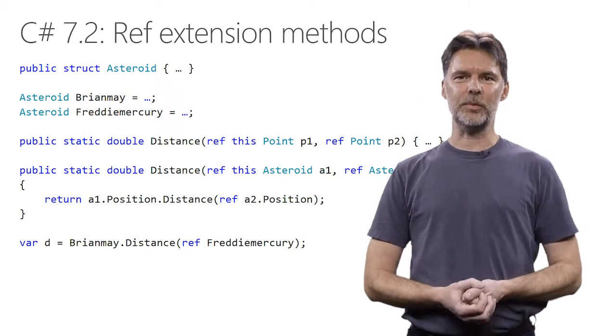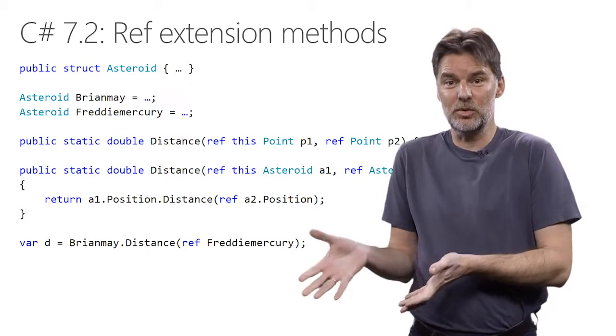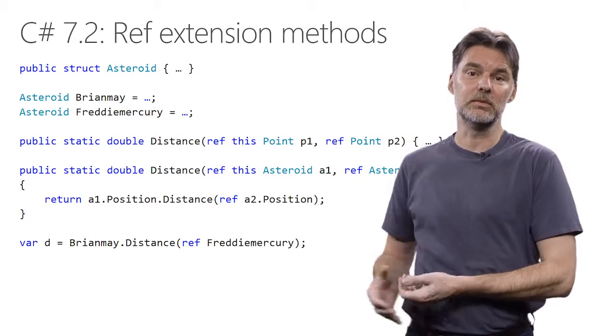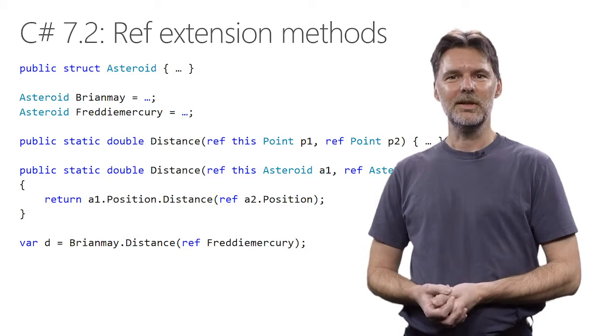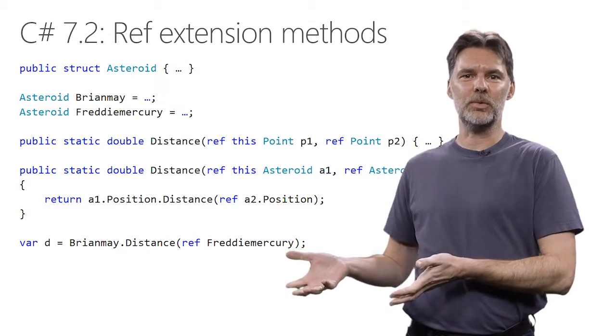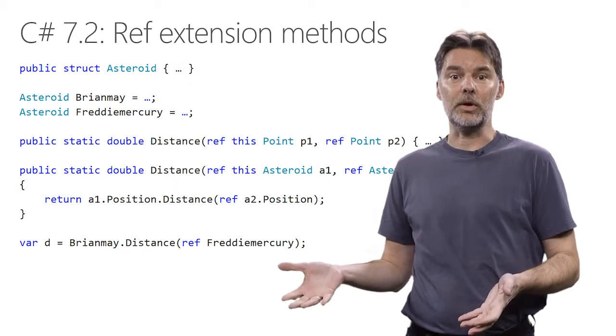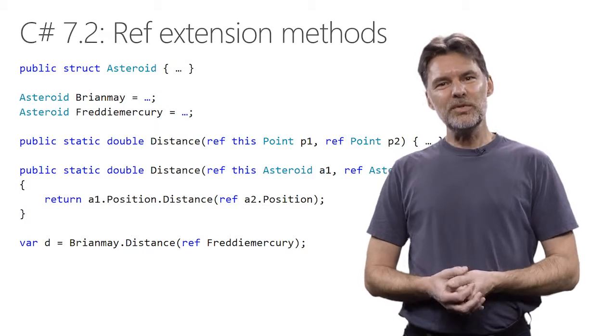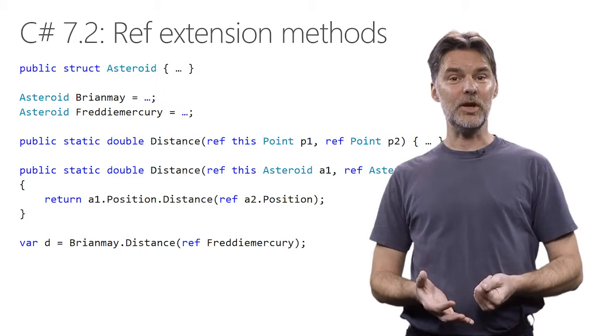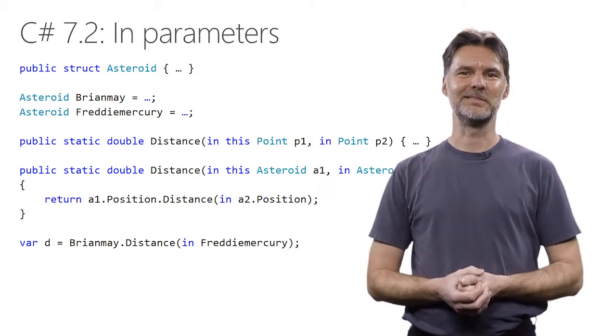One problem with ref parameters, though, is that they allow the method to modify the original struct value. That's not always what you want. The caller may not want to entrust the method with this ability, and if the argument structs are read-only, then it won't even work. So for this reason, we've added a new parameter passing mode to C#, namely in-parameters.